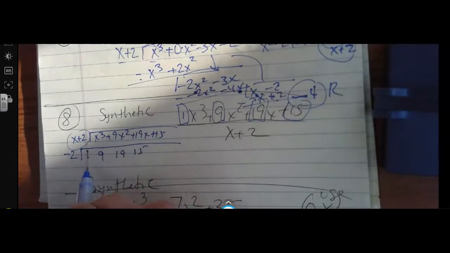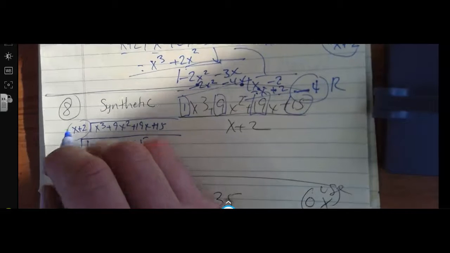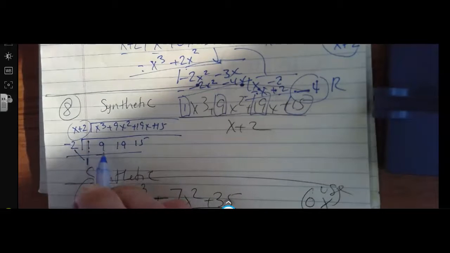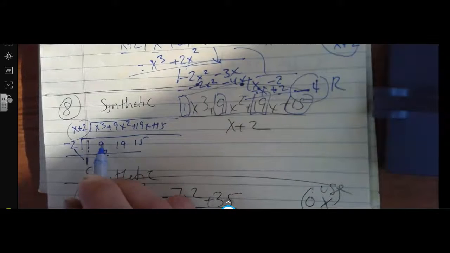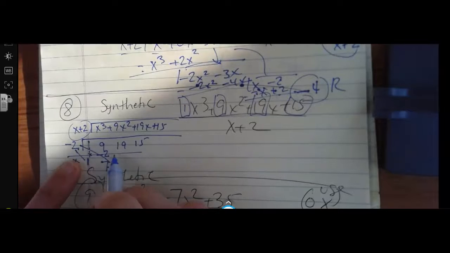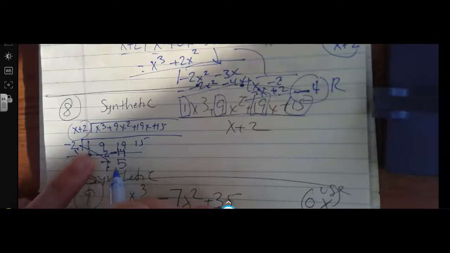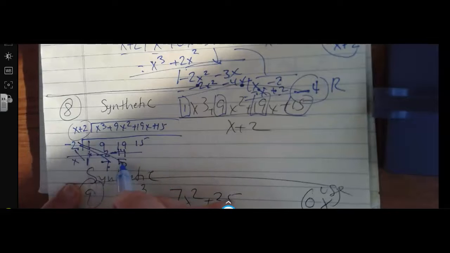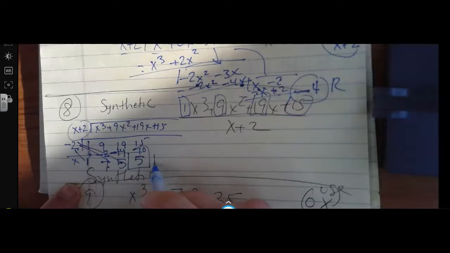Okay? And what you do is you bring down the first number, and you multiply diagonally. That's going to be negative 2. Combine, not subtract, combine. You're going to get a 7. Multiply diagonally. Okay, it's times here, times here. You're going to get negative 14. You combine here. Negative 14, it's going to be a 5. Multiply here, it's going to be negative 10. Combine there, and you get a 5. So 5 is our remainder. We can't go anymore. That's our remainder.